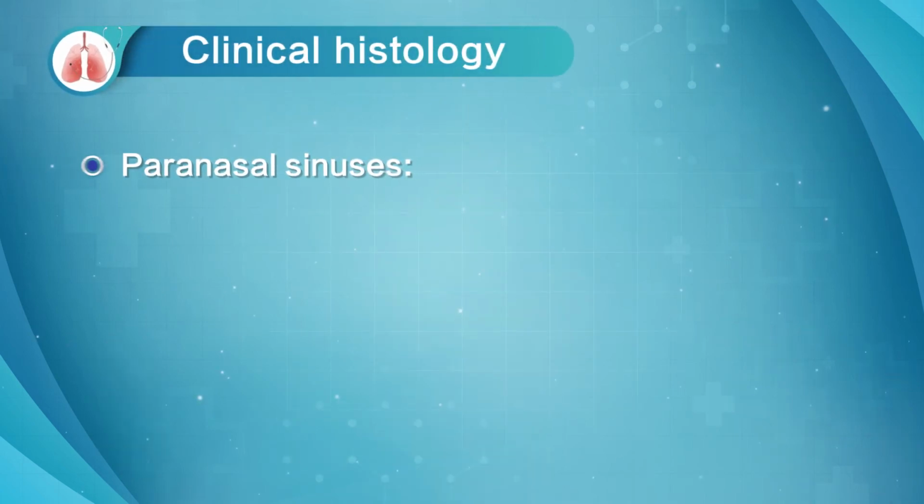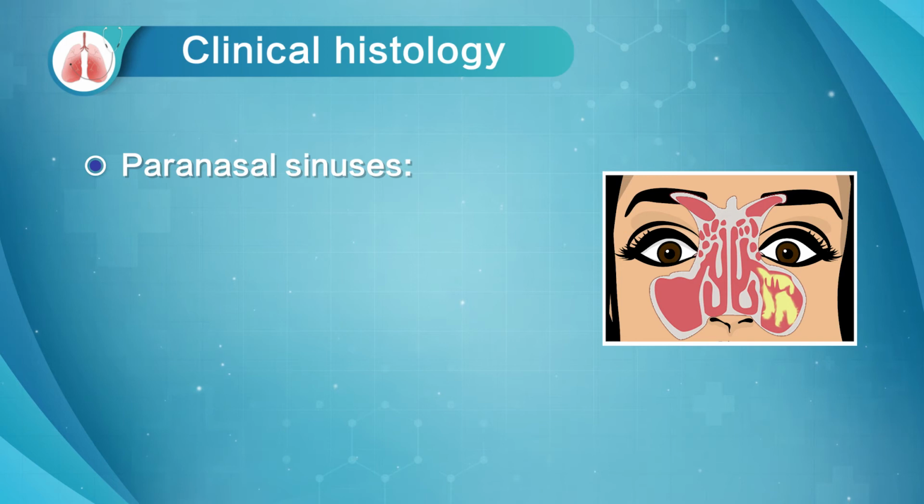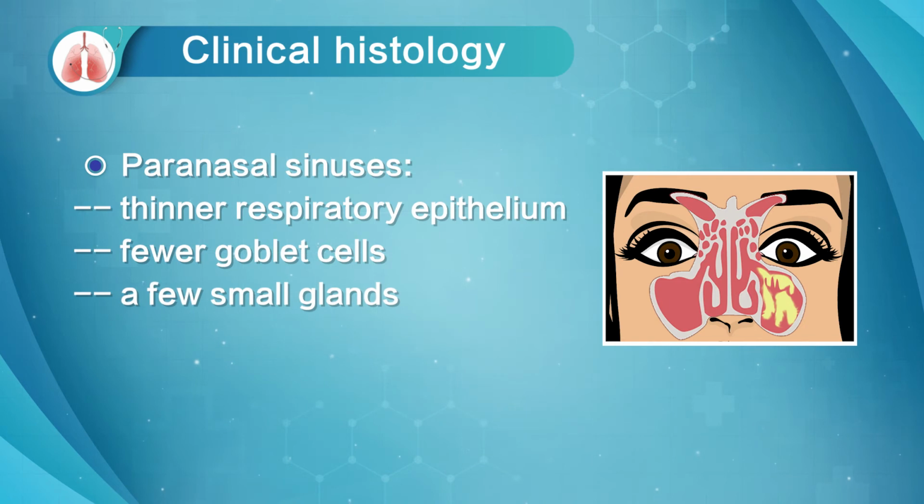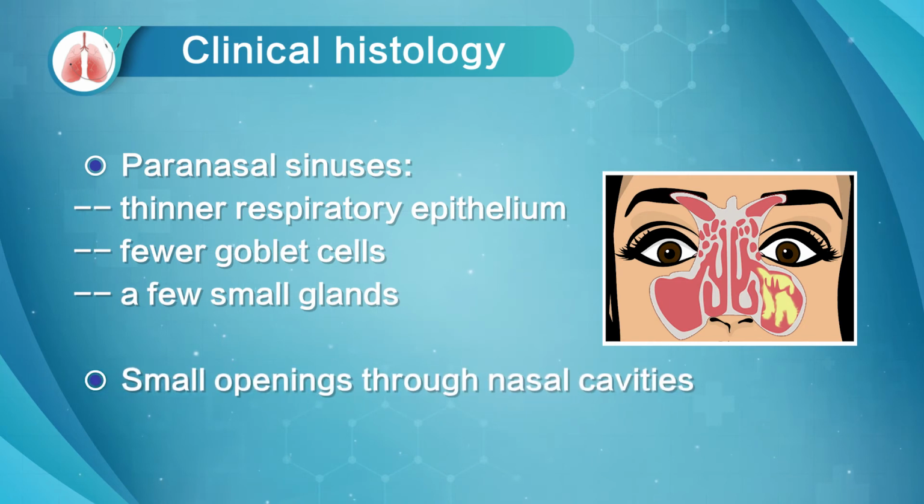Nasal sinuses open into the nasal cavity. Let's take the maxillary sinus as an example. The mucosa of the sinuses is also covered with respiratory epithelium. There is a thin layer of loose connective tissue containing glands beneath the mucosa.